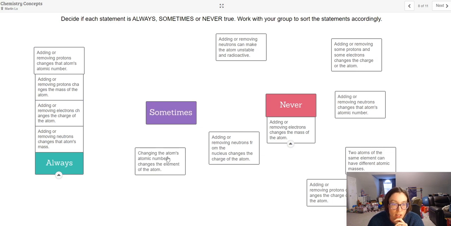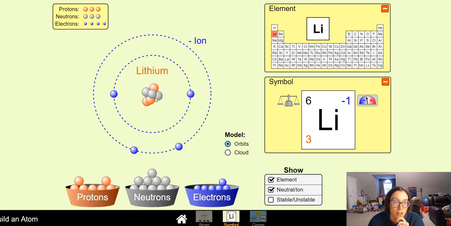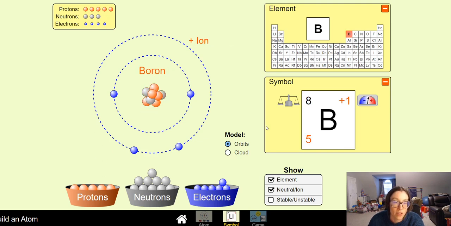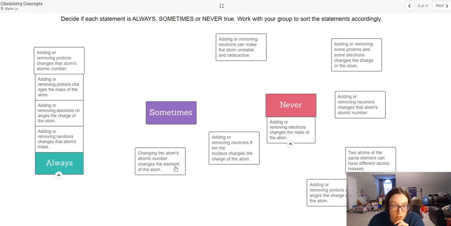All right, changing the atom's atomic number changes the element of the atom. Remember, the atomic number is, and we can go back to here, the number of protons. That changes the number, and remember, the name is always going to change too. So you can always use this to test those things, right? And when we're adding the protons, it's also changing the mass. So let's see.